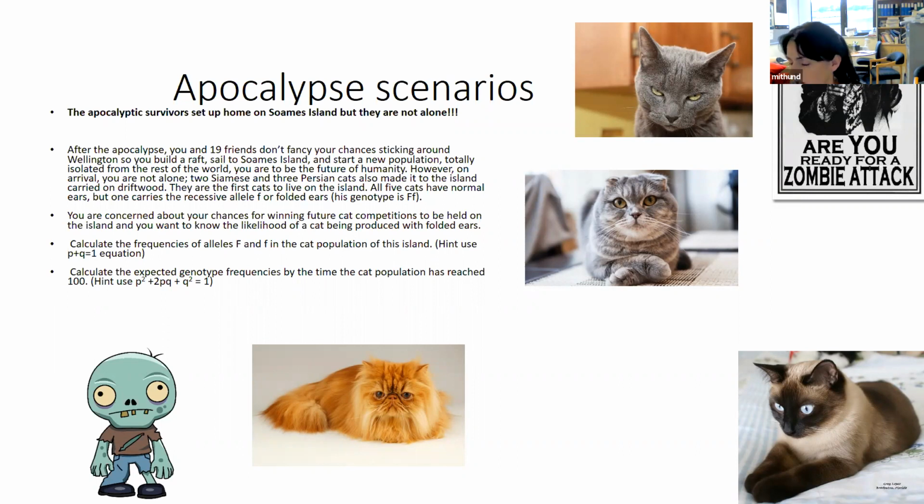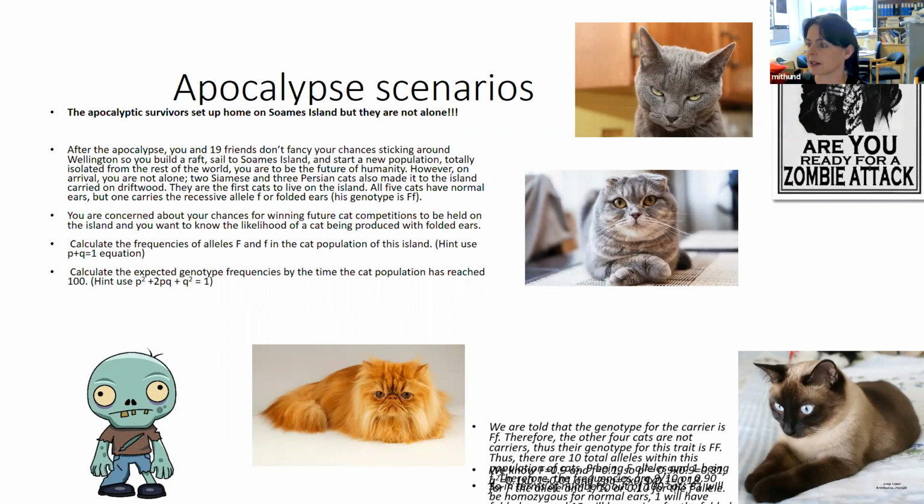And then the heterozygotes will be 2 times p times q, which is 2 times 0.9 times 0.1, which is 0.18. So you'd have 18 carrier cats and 81 normal homozygotes, which makes up that 99. And you'd probably have your 1 cat that would have the folded ear phenotype. Does that make sense?